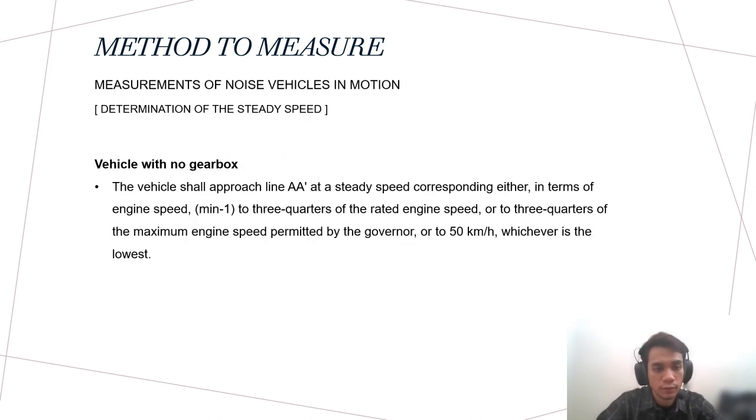So for the vehicle with no gearbox, the vehicle shall approach line AA at a steady speed corresponding either, in terms of engine speed, to 3 quarters of the rated engine speed, or to 3 quarters of the maximum engine speed permitted by the governor, or to 50 km per hour, whichever is lowest.